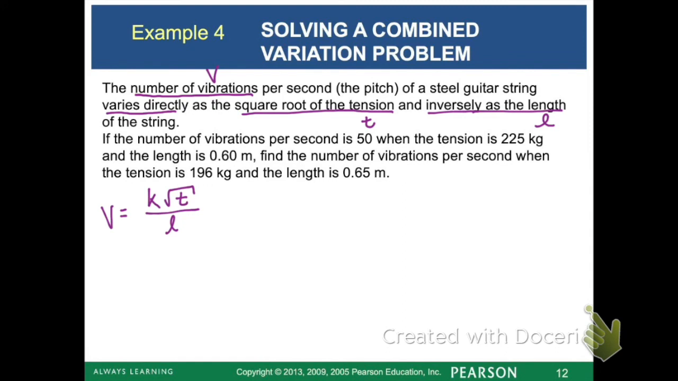The two situations that we have, the first one is if the number of vibrations per second is 50, so V is 50, when the tension is 225 and the length is 0.6 meters. Find the number of vibrations per second when the tension is 196 and the length is 0.65. So here are my two situations.